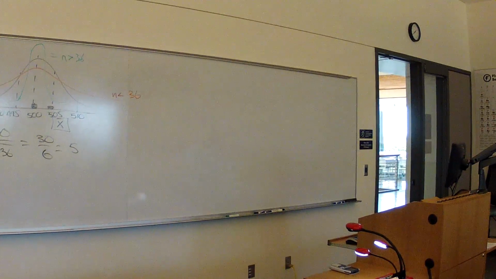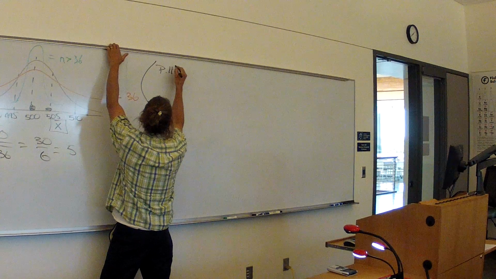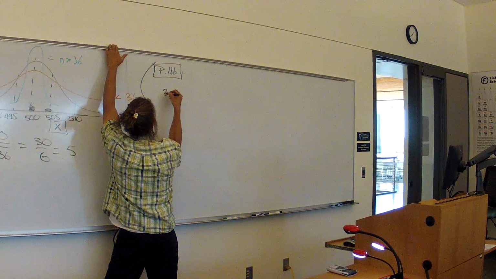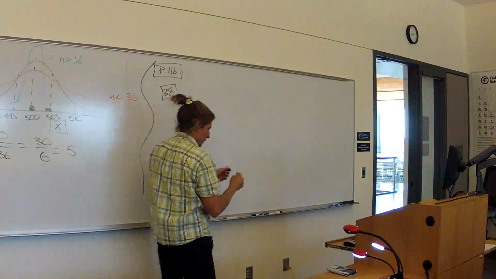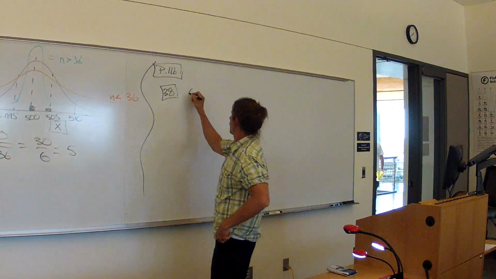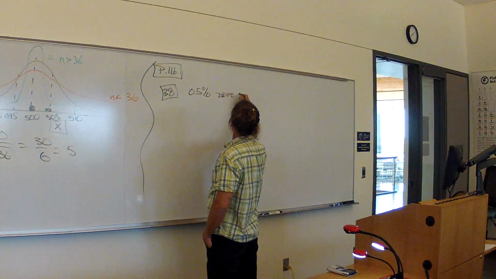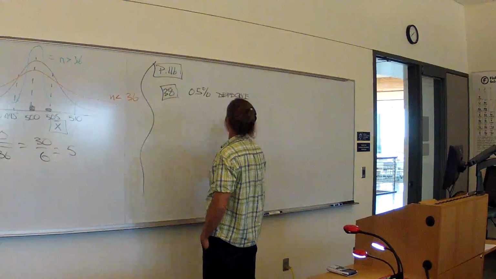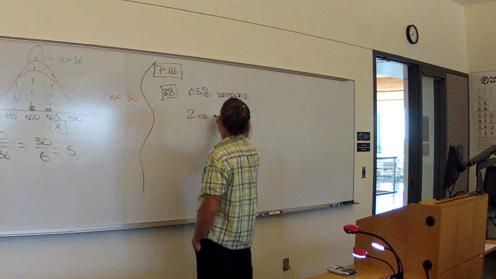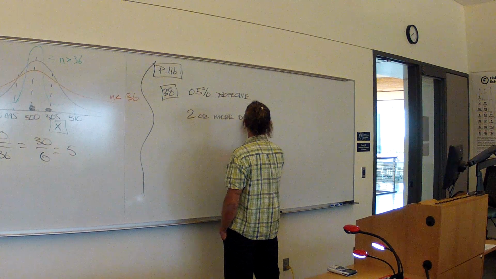Give me the page again, Beth, just for reference. Page 116. In the book, what number? 38. Fire away. Of the parts produced by a particular machine, 0.5% are defective. If a random sample of 10 parts produced by this machine contains two or more defective parts, the machine is shut down for repairs. Find the probability that the machine will be shut down for repairs based on the sampling plan.